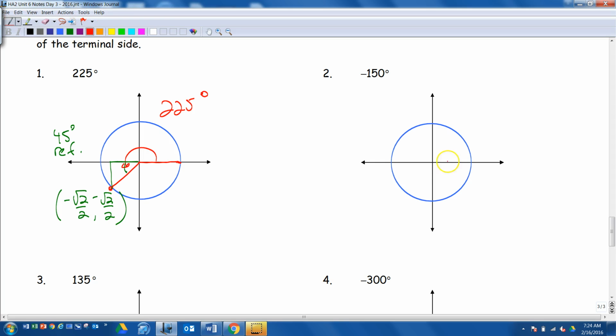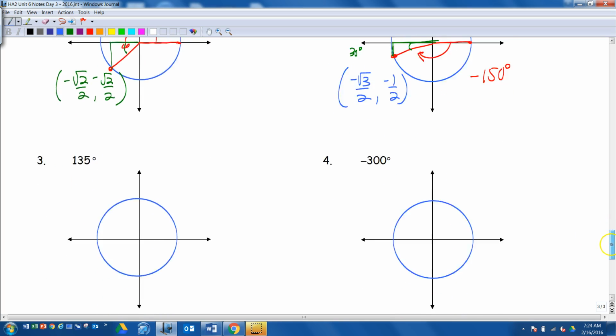Okay, so let's do it again. Negative 150 is almost to 180 going backwards. I'm going to go here. So that's negative 150. The reference that's remaining is a 30. And again, you should just remember that you have two values, a 1/2 and a root 3 over 2. I just look at this and ask, which one's bigger? The x is bigger. So the x is negative root 3 over 2. The y is negative 1/2. They're both negative because they're in quadrant 3. So yeah, let's keep going.